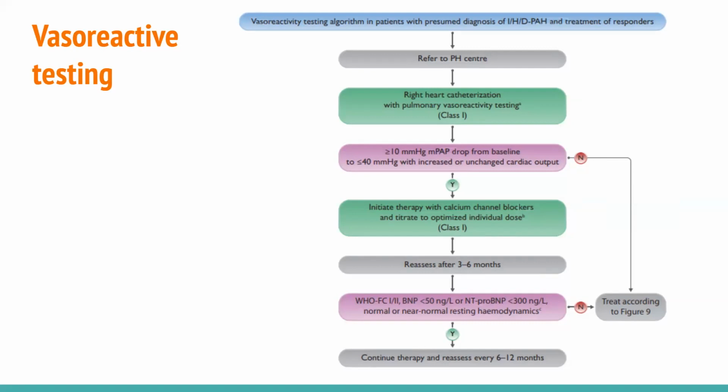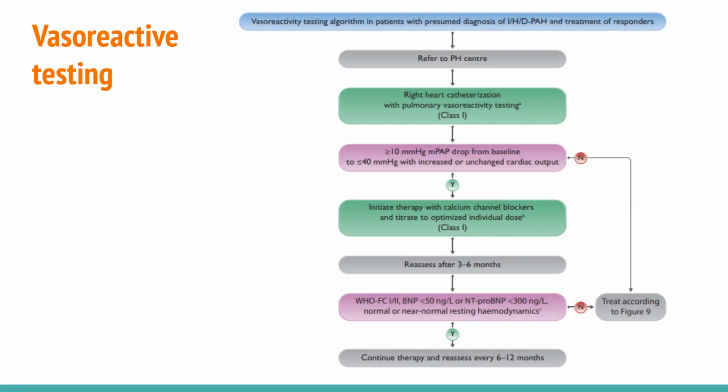Hence, he came to the conclusion that there is a vasoconstriction pathology underlying this cause. Hence, whenever an ideal vasodilator is chosen, it should decrease the pulmonary vascular resistance and mean pulmonary artery pressure, and increase the cardiac output and mixed venous oxygen saturation. For vasoreactive testing, we refer the patient to a PH center.